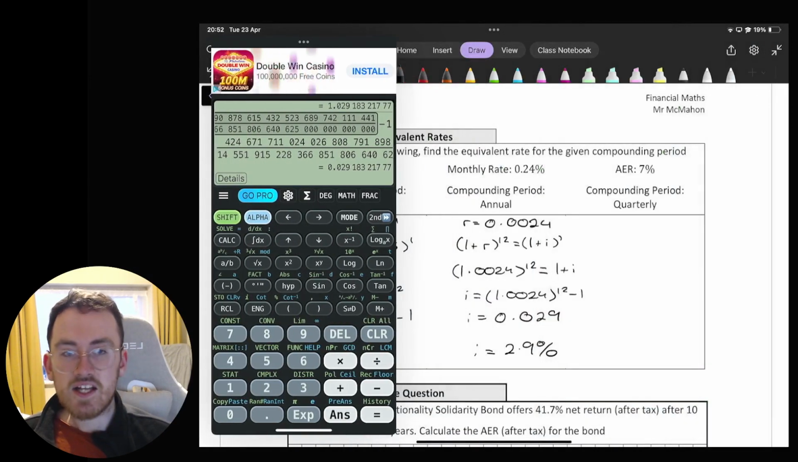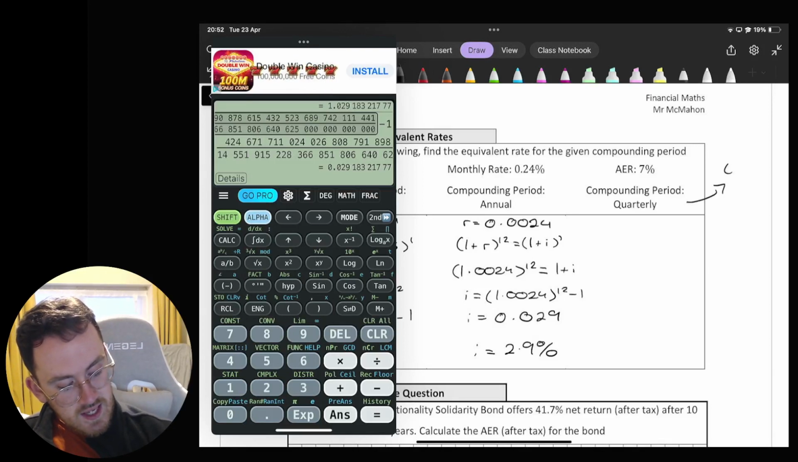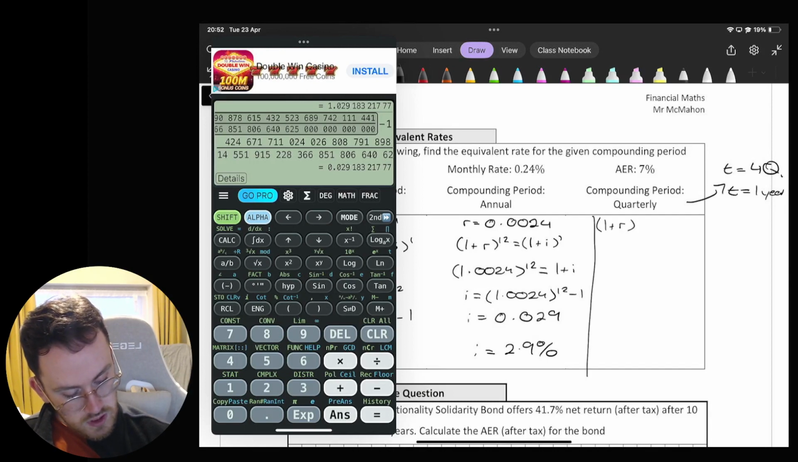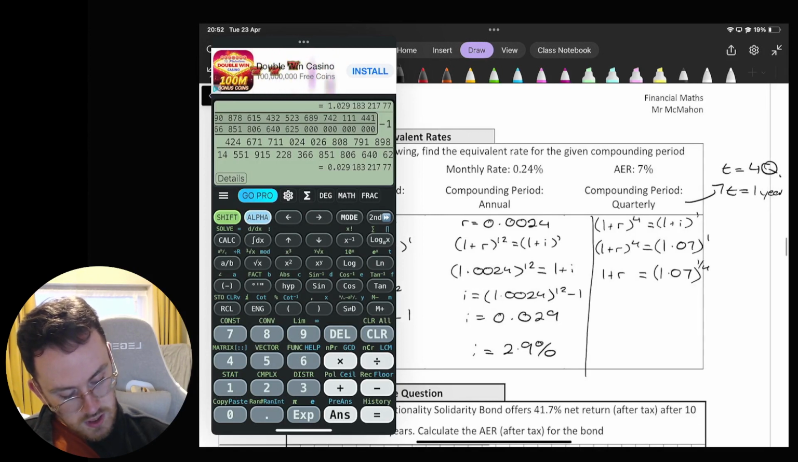The last one here then, annual 7% and compounding quarterly. So quarterly is going to mean that for a length of time of 4 quarters, that's going to match up with 1 year. So 4 quarters in 1 year. So looking at the same idea again, 1 plus r to the power of 4 is 1 plus i to the power of 1. 1 plus r to the power of 4 is 1.07 to the power of 1. 1 plus r equals 1.07 to the power of a quarter, getting that fourth root. And r is 1.07 to the power of a quarter minus 1.